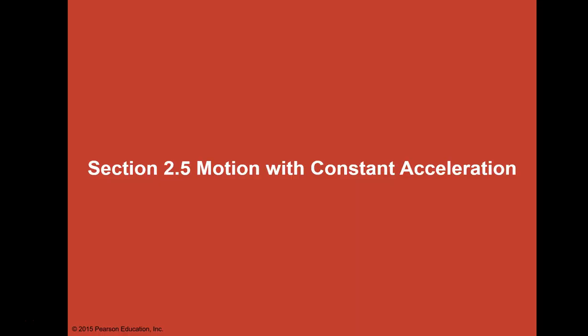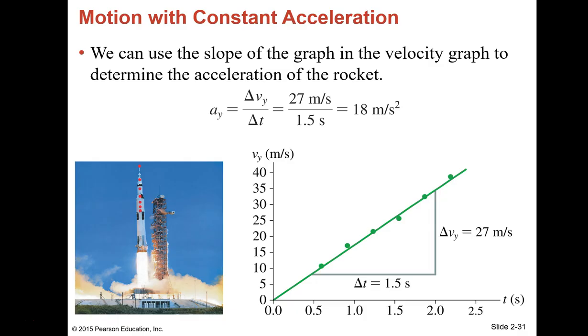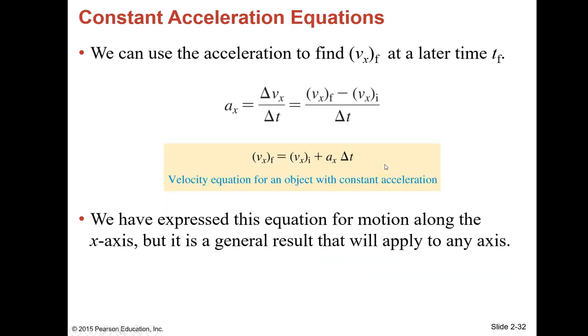Okay, then we move on. Motion with a constant acceleration. So now we're looking at something that's speeding up at a constant rate. Looking at this velocity versus time graph, we can figure out the slope to get the acceleration.